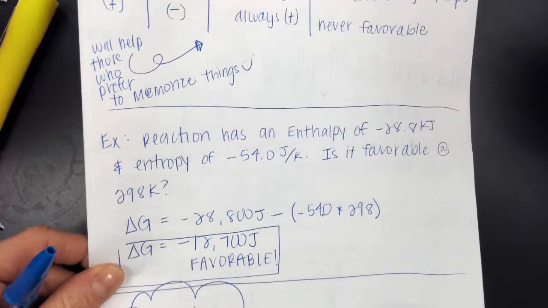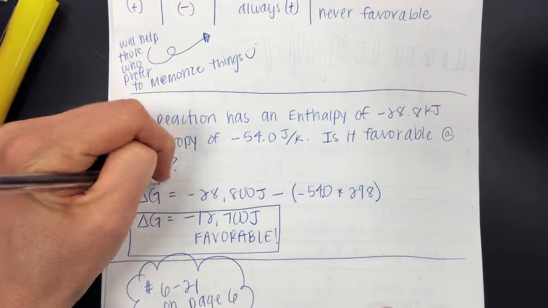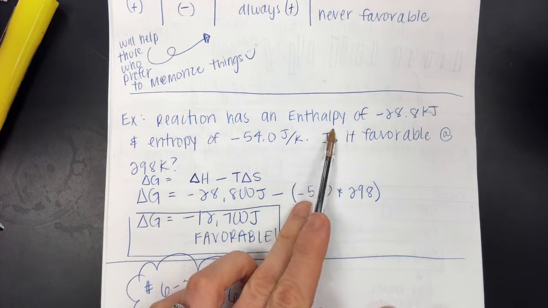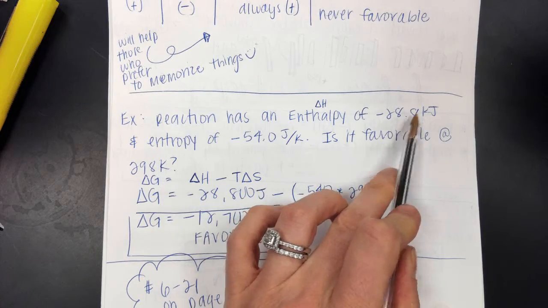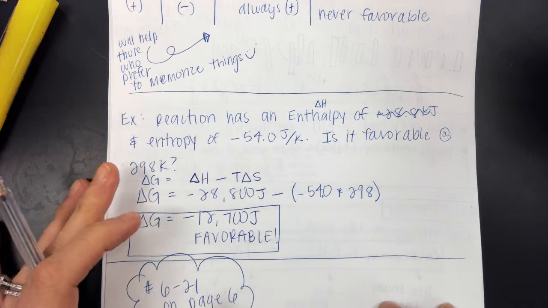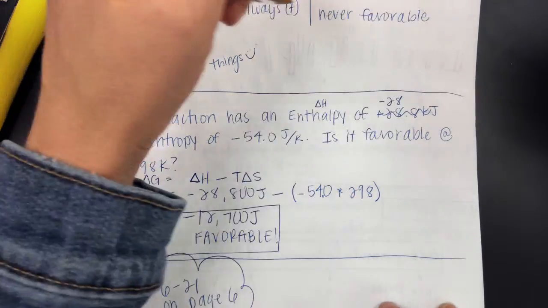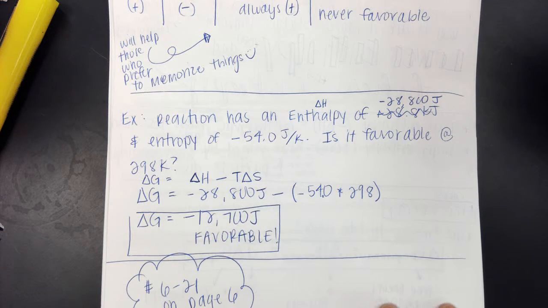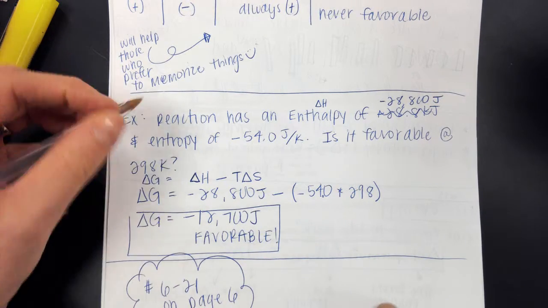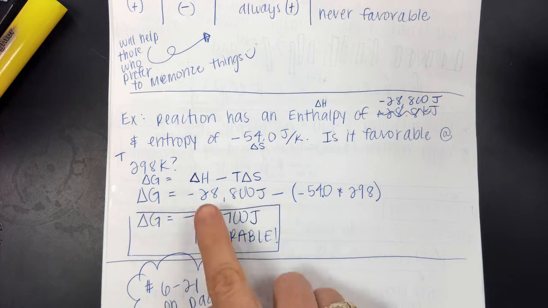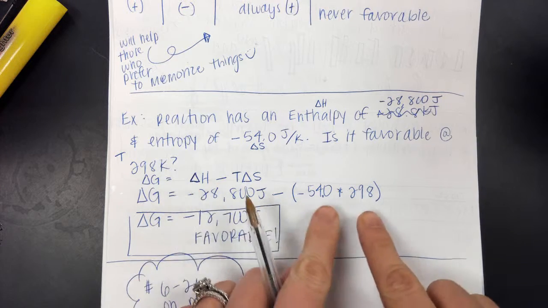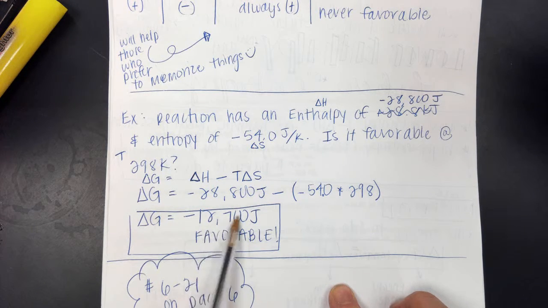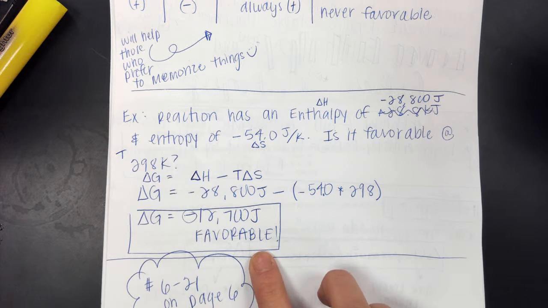Okay, so let's do a quick sample problem using that Gibbs free energy formula, which remember is delta G equals the enthalpy minus temperature times entropy. A reaction has an enthalpy, or a delta H, of negative 28.8 kilojoules. You can't have kilojoules, right? All of our constants are in joules. So we're going to make that negative 28,800 joules. And an entropy of negative 54 joules per Kelvin. Is it favorable at 298 Kelvin? So there's my temperature, there's my delta S. You're just plugging them in, right? Enthalpy minus the temperature times entropy. And when you plug all that in, you get a Gibbs free energy of negative 12,700 joules, which means it's favorable. If you get a negative delta G, it's favorable.